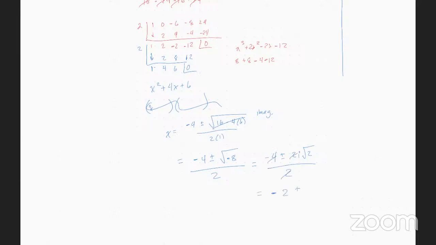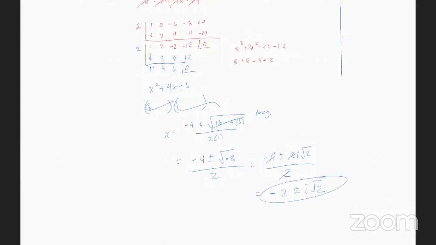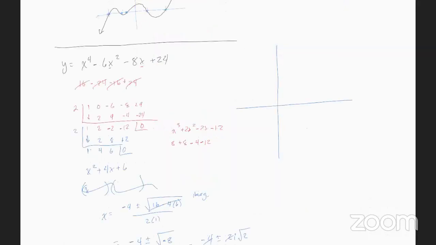But on my graph, 2 is the only real zero, and it's a double root, multiplicity 2, right? Which means it's going to bounce, and you know it goes up on the ends. So it's going to be something like this. Bounce. It'll be something like that. But what'd you get for the imaginary solution again? Negative 2 plus or minus i root 2.